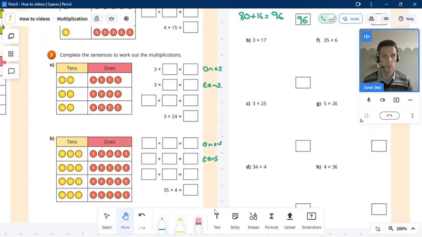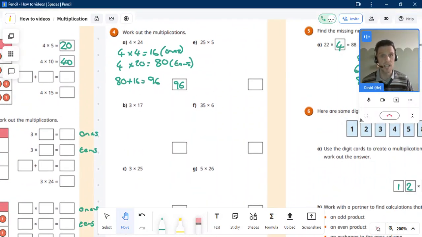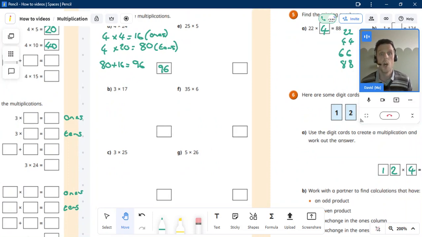Okay, moving on to question 4. So what I've done, I've modelled how to answer these questions. So what we do is we multiply, we're going to partition each of the 2-digit numbers into tens and ones. We multiply the ones together first, and then we multiply the tens together, and then we add the sums to find the total. And as you can see, 80 plus 16 is 96. There's our answer. So use that method to answer each of the questions. If I just scroll down a little bit, there you go. Pause the video here to answer the question.